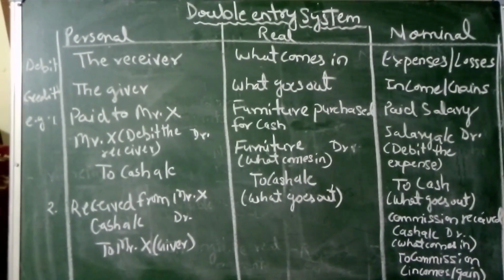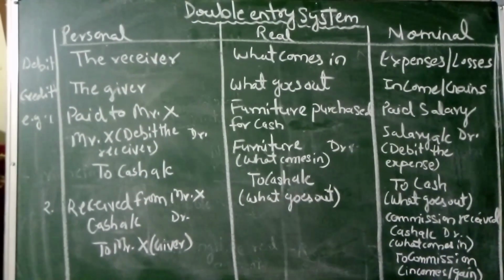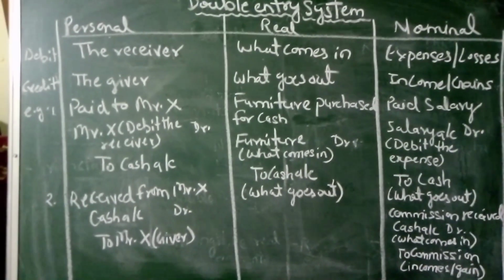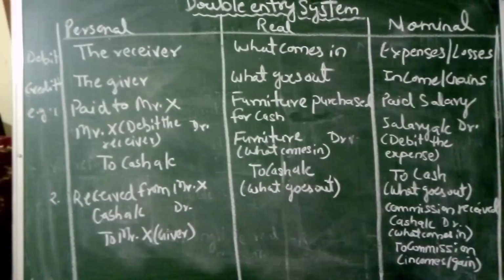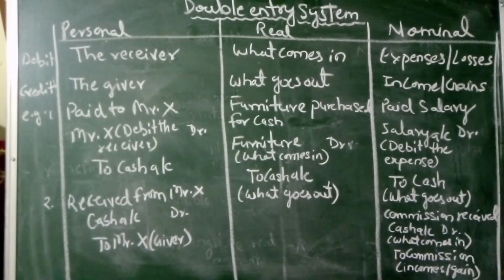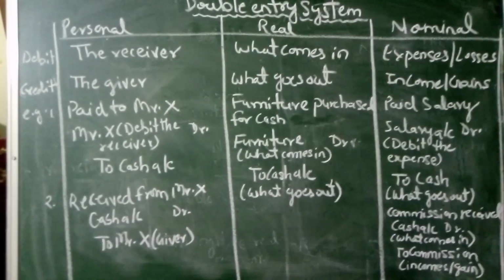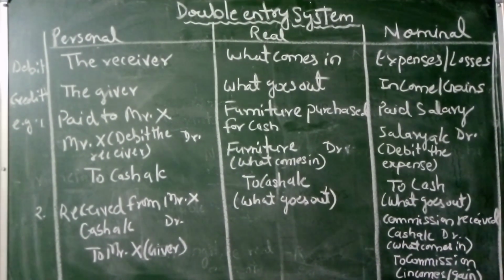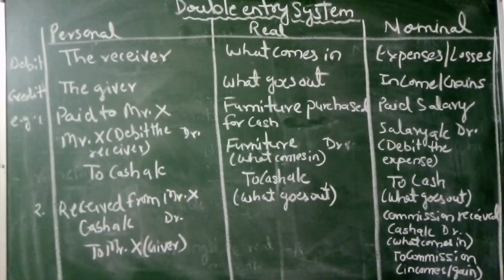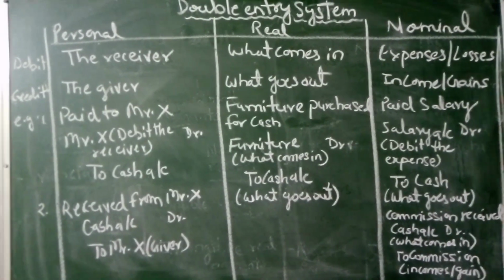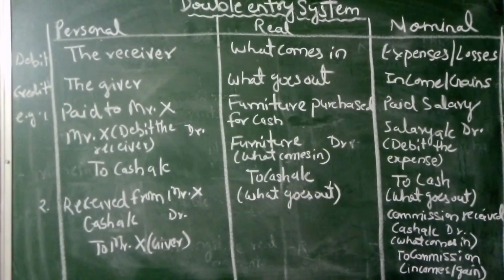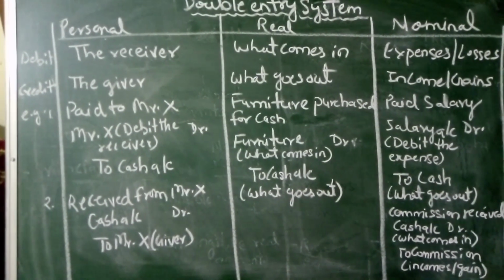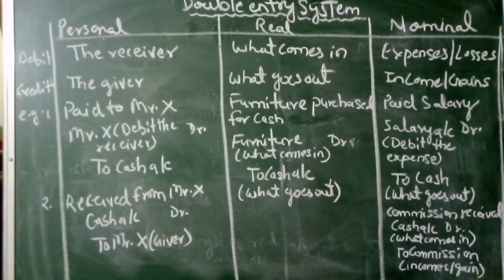So what to debit under personal? The rule says the receiver is to be debited and the giver is to be credited. Now let's look into the example. Paid to Mr. X. The question says paid to Mr. X, that means cash is paid to Mr. X. If nothing is mentioned, we will assume that cash is paid. So here Mr. X is the receiver because we are paying cash to Mr. X. Therefore X becomes the receiver. So as per the rule, the receiver should be debited. Therefore Mr. X is debited to cash account because here we are giving the cash.